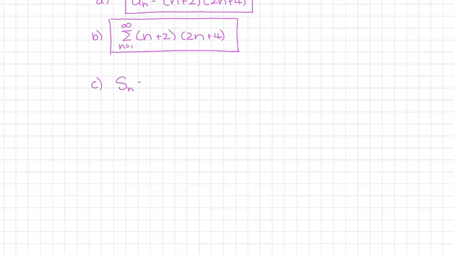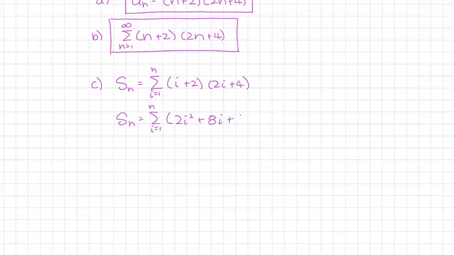So the nth partial sum is the summation as i goes from 1 to n of i plus 2 times 2i plus 4. So that's going to be the summation of 2i squared plus 8i plus 8. Double check. i times 2i is 2i squared. i times 4 is 4i. 2 times 2i is 4i. You get 8i. And 2 times 4 is 8. Yeah, that's good. All right, then I'm going to factor it all out, split it up.